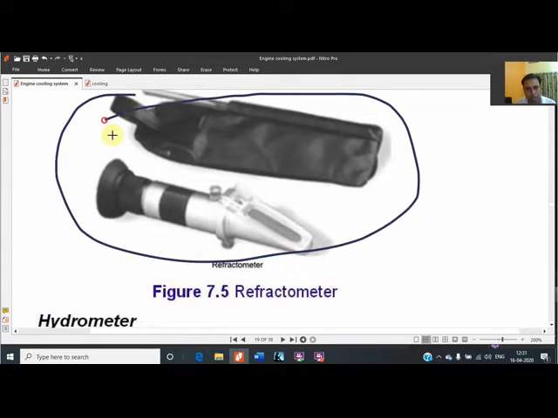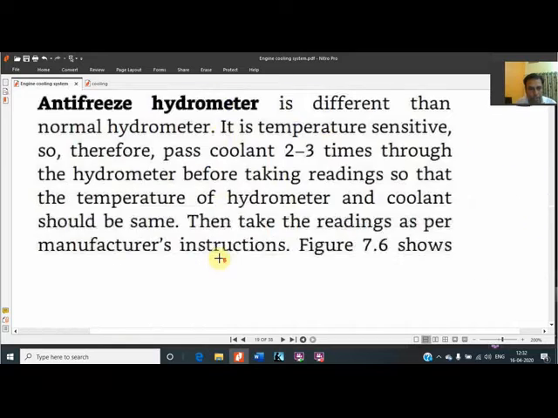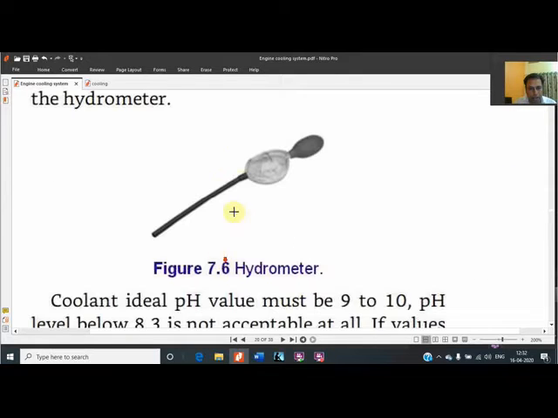I have downloaded one video. We have this instrument in our lab also. We use it to test the freezing point of the coolant. Although the basic use of this refractometer is for testing three fluids: one is the battery fluid, one is the coolant, and one is the washer fluid. So three fluids can be checked, but I will tell you only one today, that is battery fluid. And besides this, the hydrometer is used.